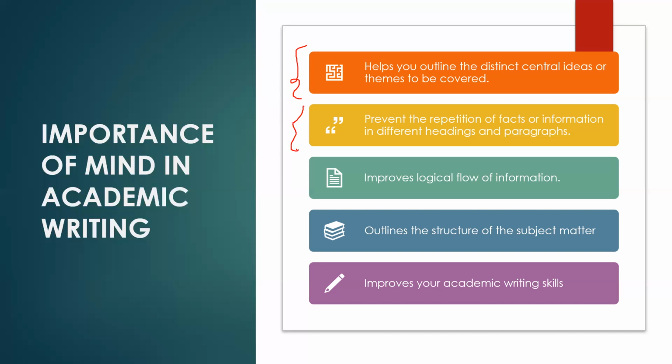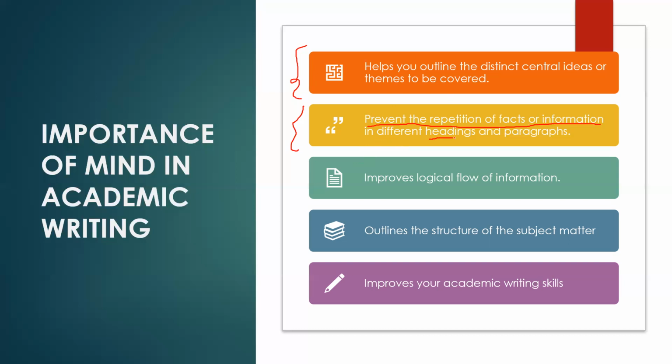The second one will be if you arrange your ideas and if you arrange your introduction into central themes that you want to cover, it will help you to do what? To prevent repetition of facts or information. So that's what the outline or the mind map will assist you in doing. You will not be repeating facts of information in different paragraphs or under different headings.